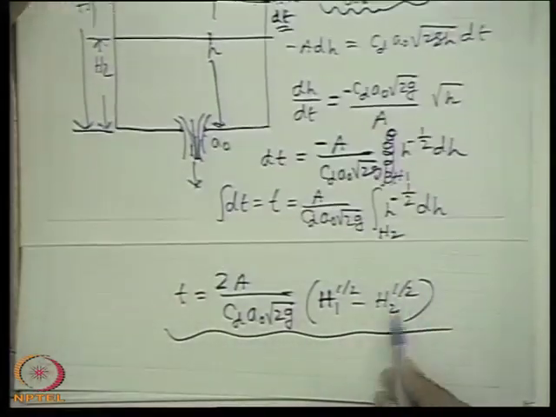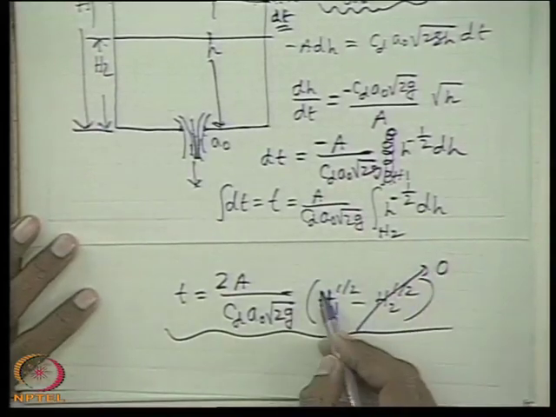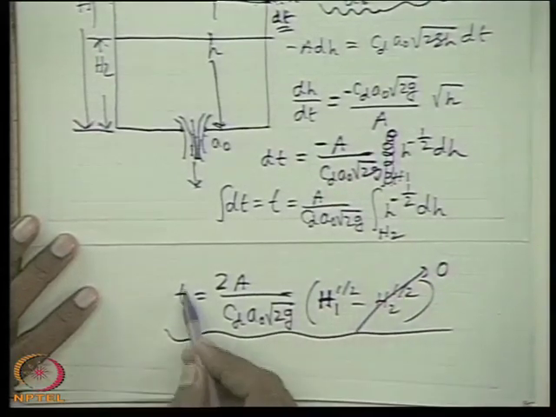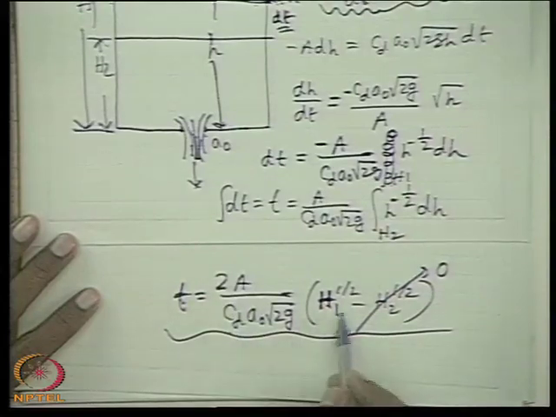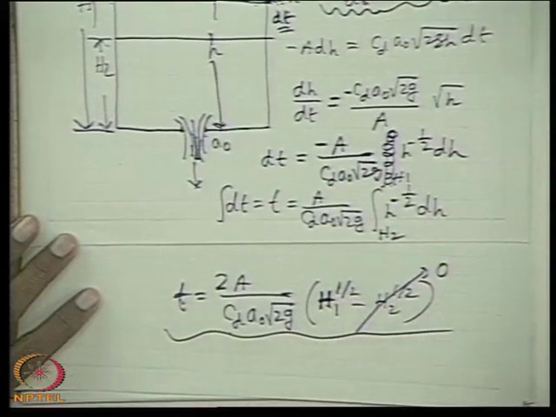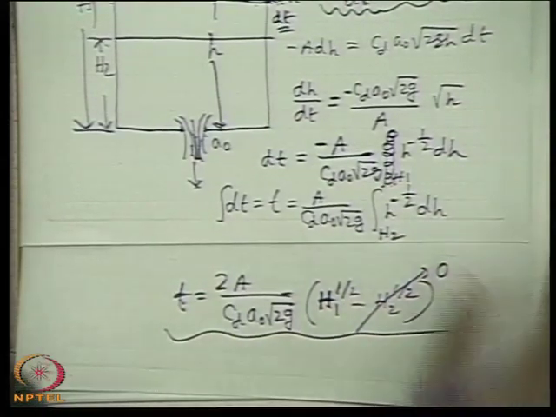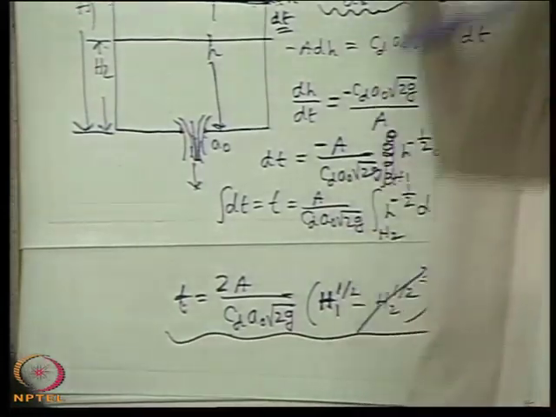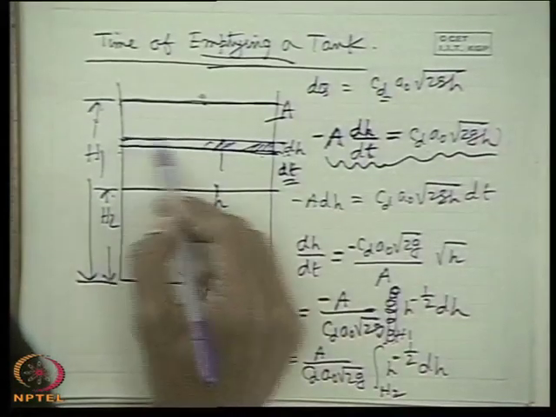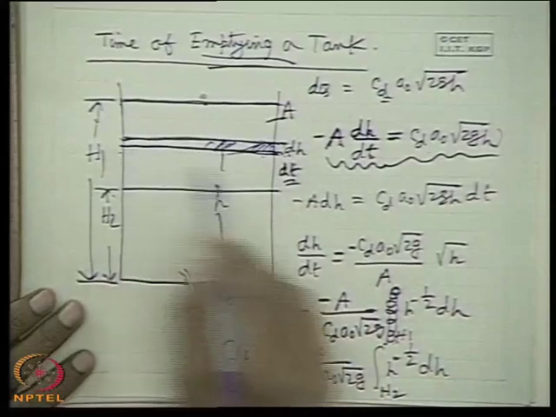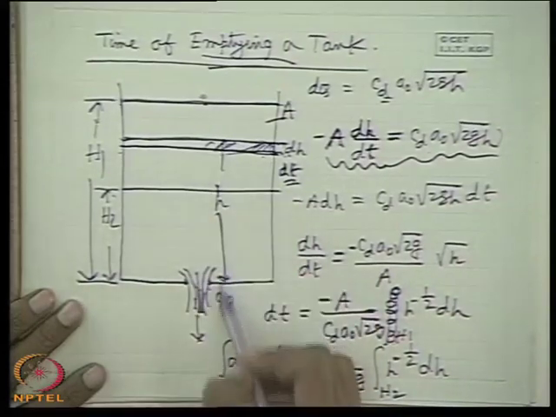Time of emptying means H2 is 0. So starting from an initial height H1, the time of emptying the tank will be this multiplied by H1 to the power half. But here one thing is very simple. The tank area is constant or uniform, it doesn't vary with height.